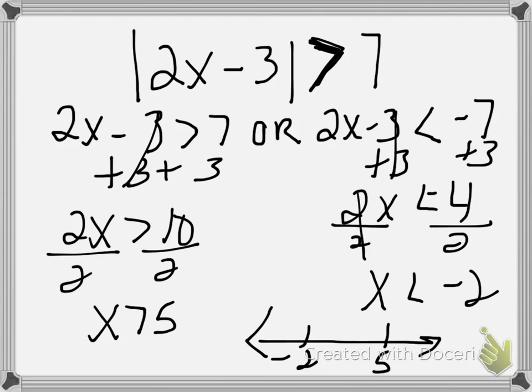There would be open circles on both of those. The greater than 5 says, you know what, we need to go to the right. And the less than negative 2 says we're going to go to the left. Everything is shaded to the left.